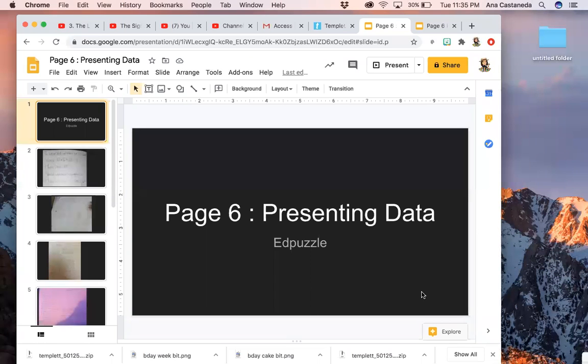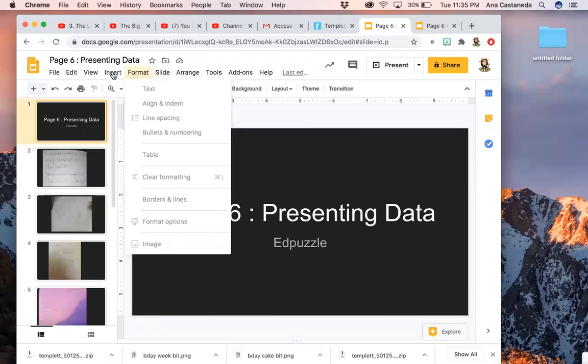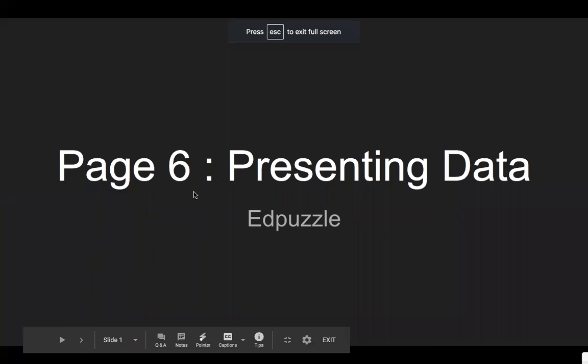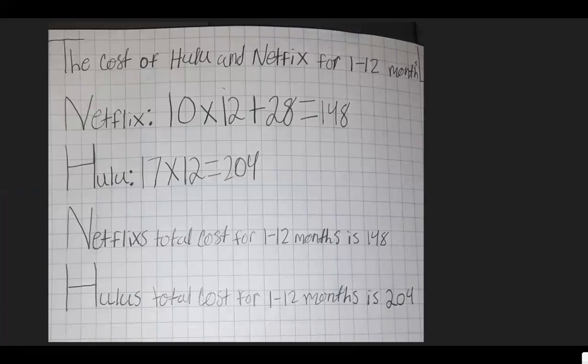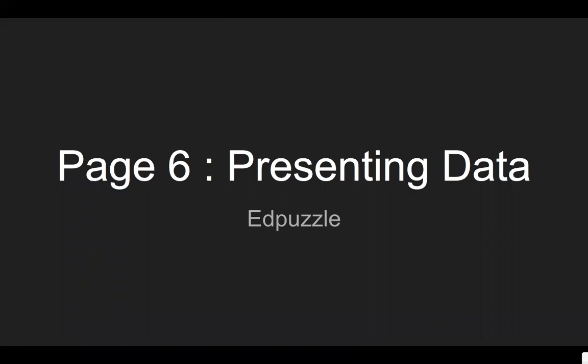All right, so what we're going to talk about is page 6 because it was about presenting the information, presenting our data. So what we're going to do is look at different ways your peers have represented the data. And what I would like for you to think about is what's some feedback you would give them?